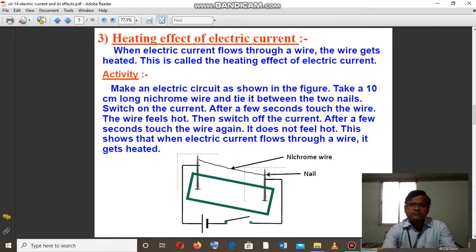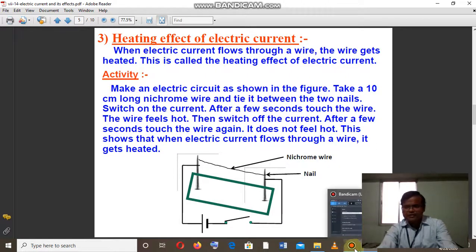Next, let us learn about the heating effect of electric current and magnetic effect of electric current. Before going to this, let us see and observe a video. Then we will learn about it.